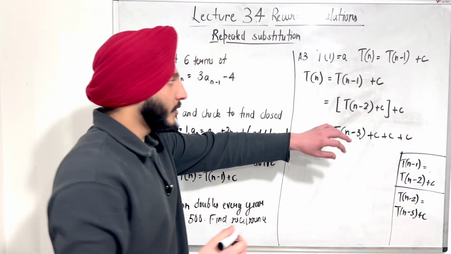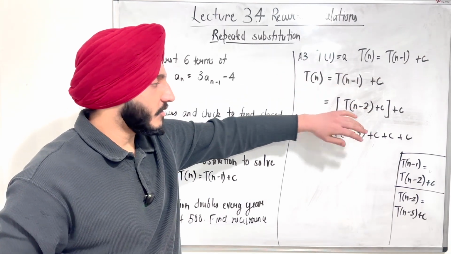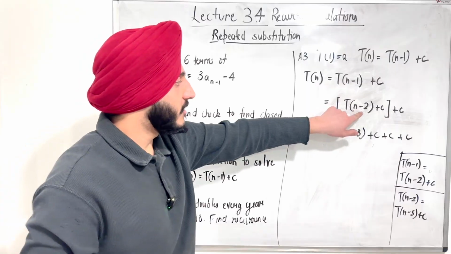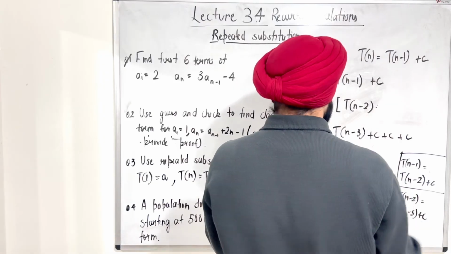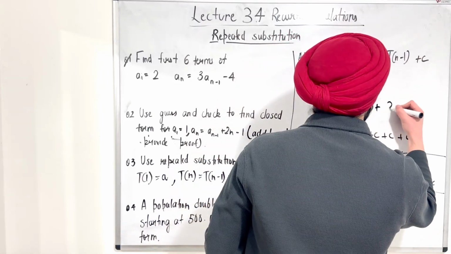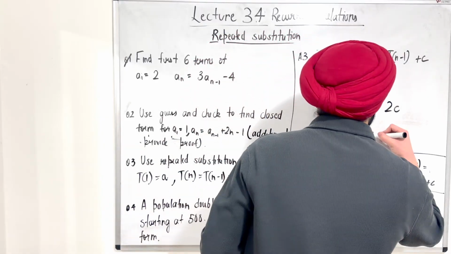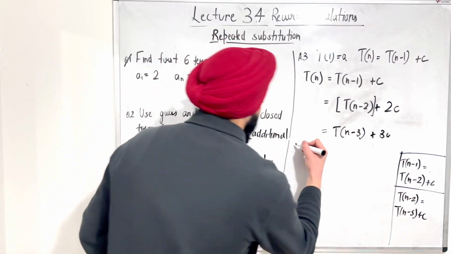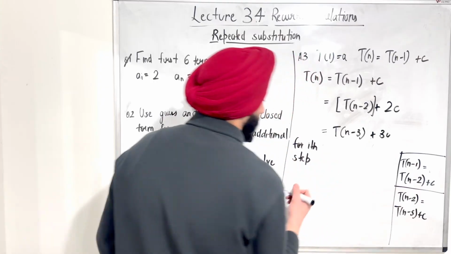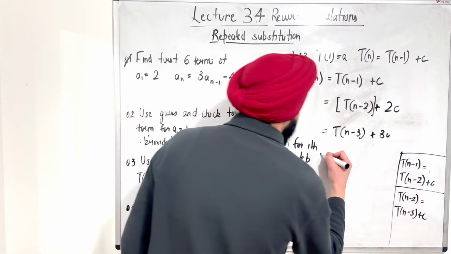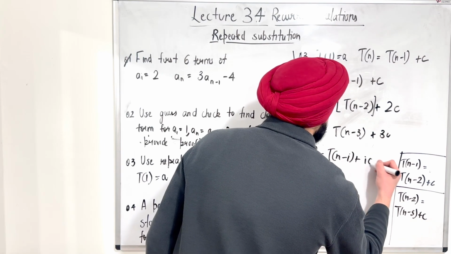So now let's try to understand the general formula. For the first case, Tn minus 1 plus C. Second case, if I take one step again, we get Tn minus 2 plus 2C, right? And if I do it one more time, I get plus 3C. So for the ith step, just try to guess it. It would simply be Tn minus i plus iC.